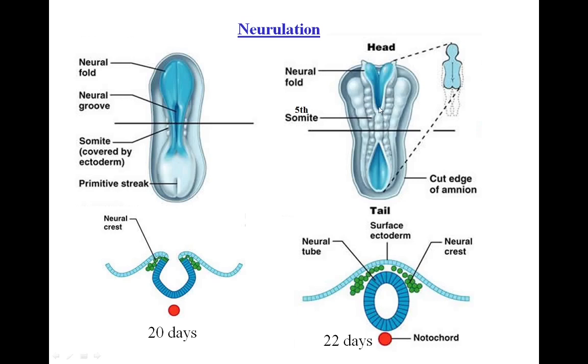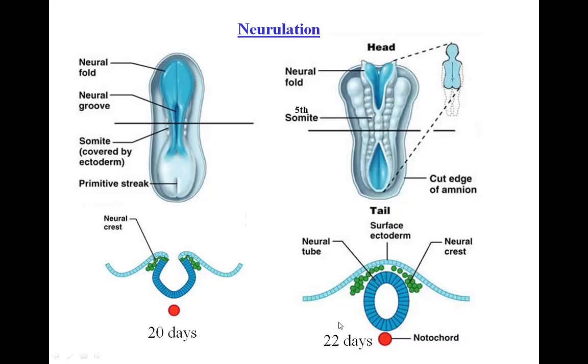Then this union will go both cranially as well as caudally. Till then, the anterior opening to the amniotic sac is known as the anterior neuropore, and the posterior opening is known as the posterior neuropore. And here you can see that the neural crest cells are separated both from the surface ectoderm as well as from the neuroectoderm, and they are migrating.